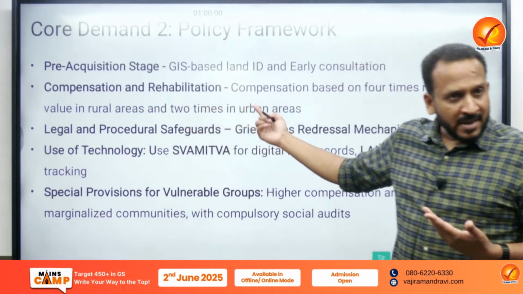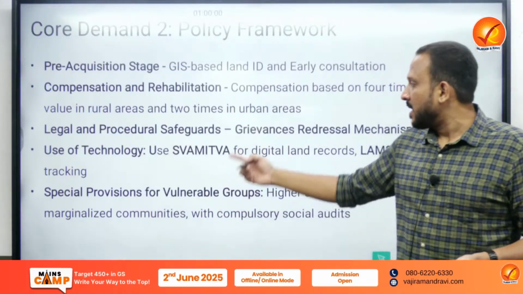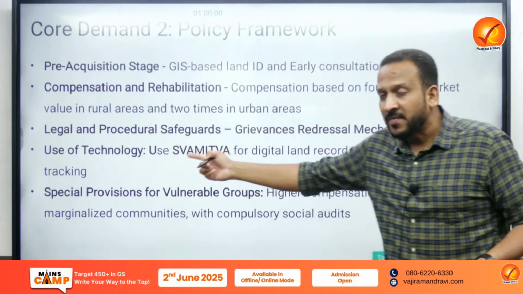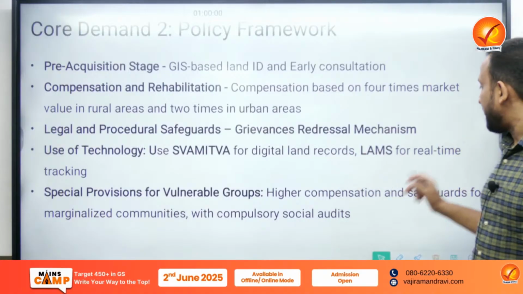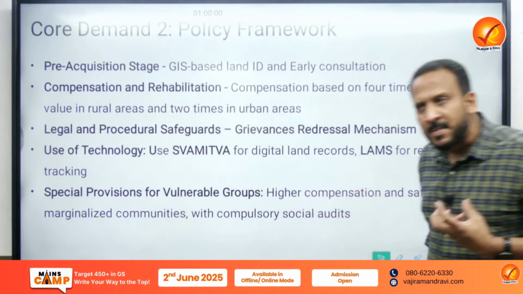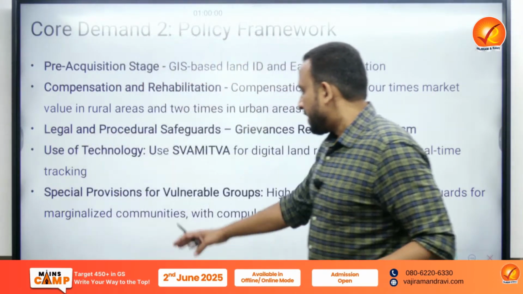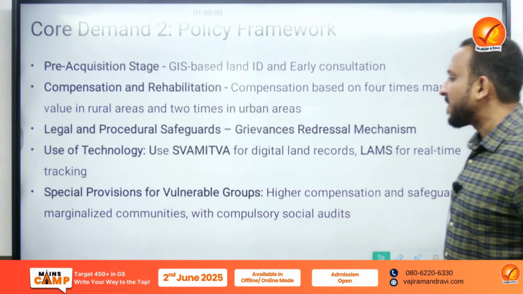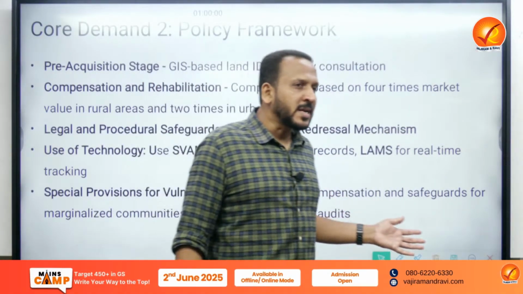Then compensation and rehabilitation we have seen. Legal and procedural safeguards like a grievance redressal mechanism. Use of technology, for example, use of Samvita for digital land records, LAMS for real-time tracking. A special provision for vulnerable groups, because vulnerable groups are the most affected population, right? Then higher compensation and safeguards for marginalized communities with compulsory social audit. Social auditing की बात कर सकते हैं.